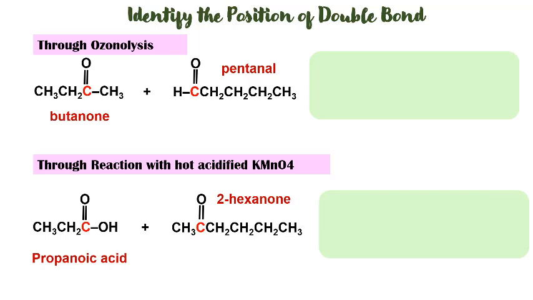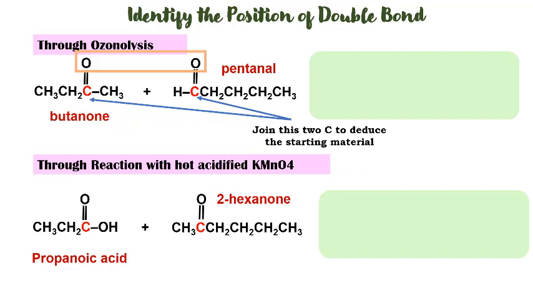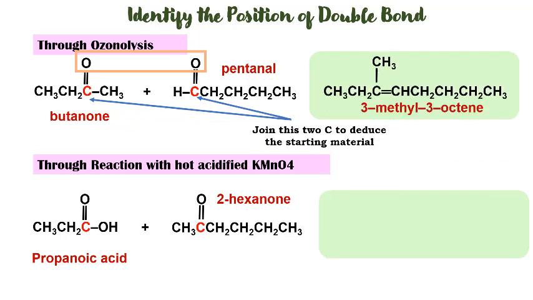For example, if ozonolysis of an alkene produces butanal and pentanal, the location of the carbon-carbon double bond is found by removing the oxygen atoms from the carbonyl compounds and joining the carbon atoms with a double bond. This gives 3-methyl-3-octene.